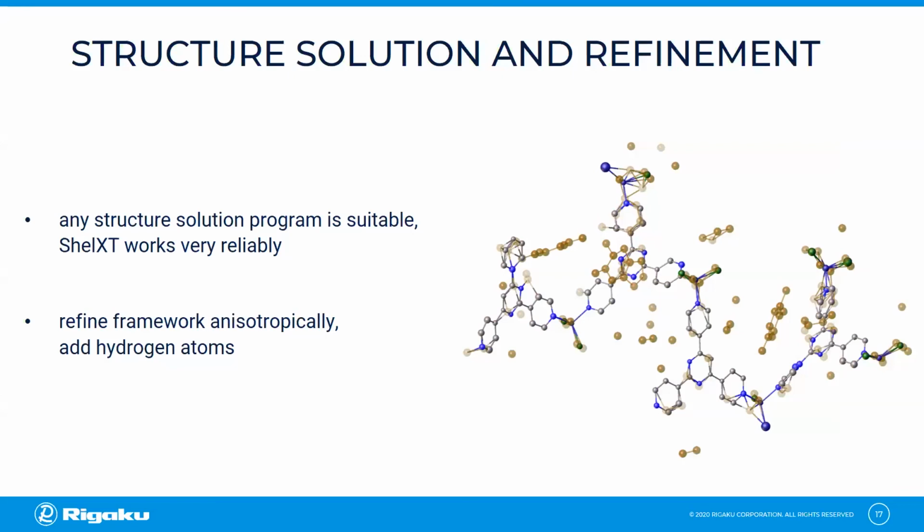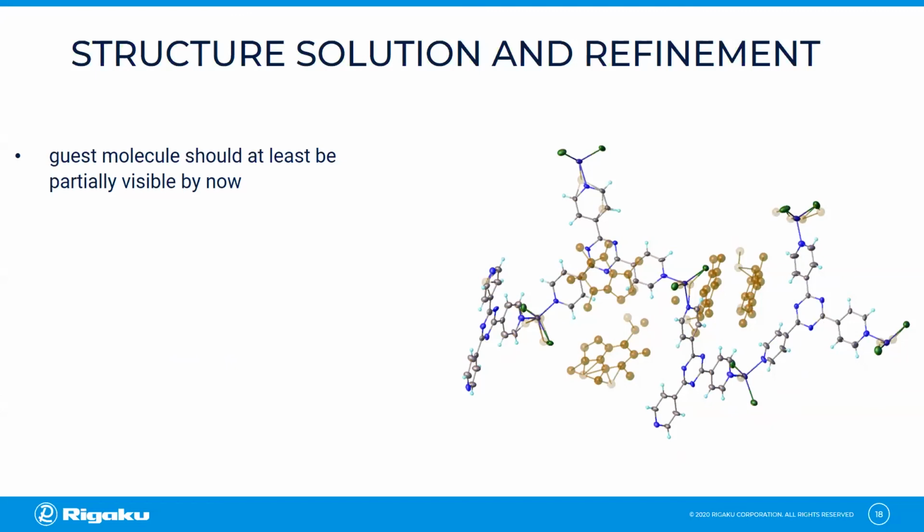I just want to show you a structure solution and refinement of an easy, that means very well soaked, crystal sponge, together with the refinement. Before you can see the gas molecule, the host framework needs to be fully refined anisotropically, including the disorders of the zinc halide moieties. After this, the gas molecules should at least be partially visible.